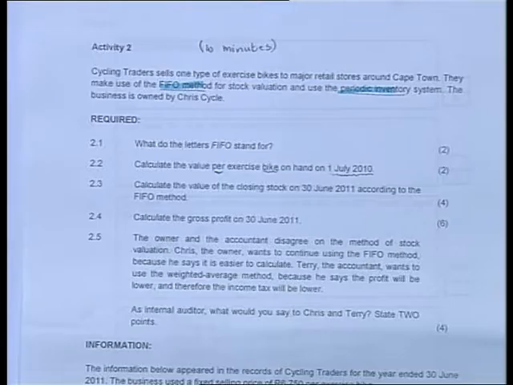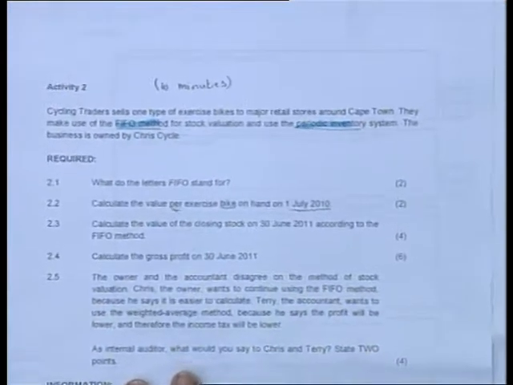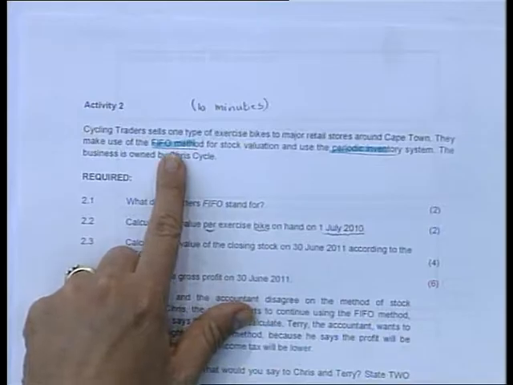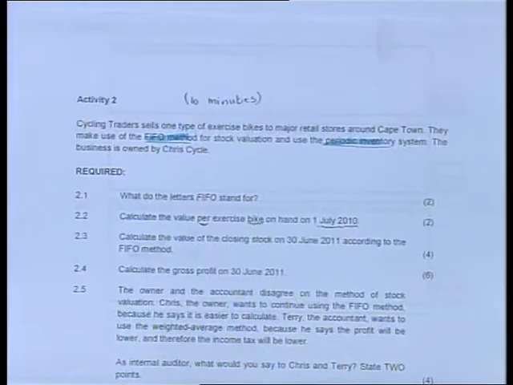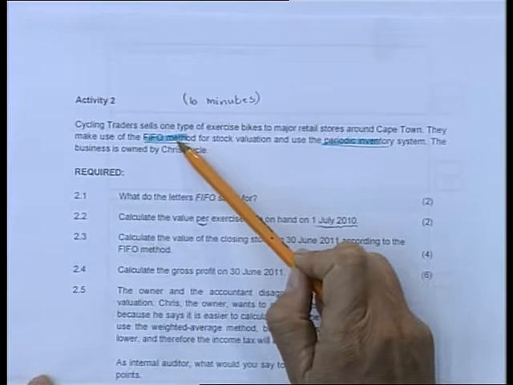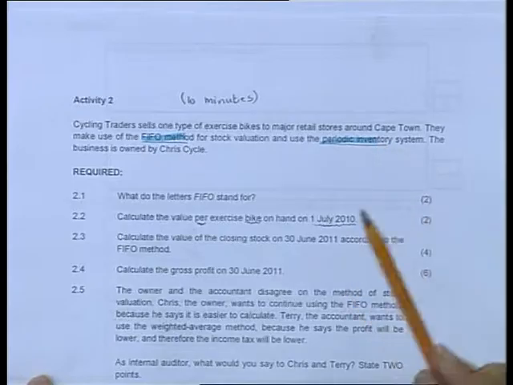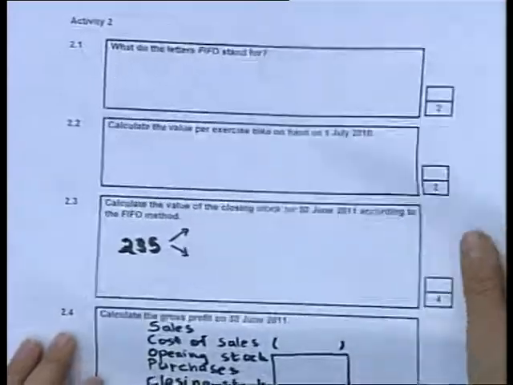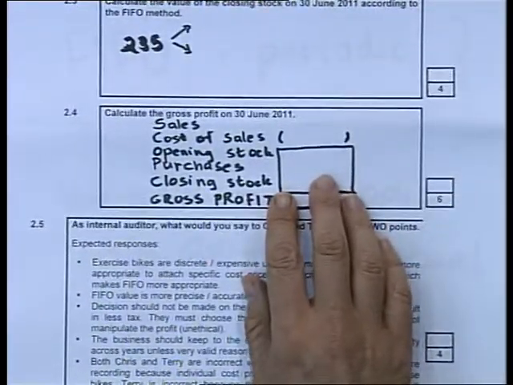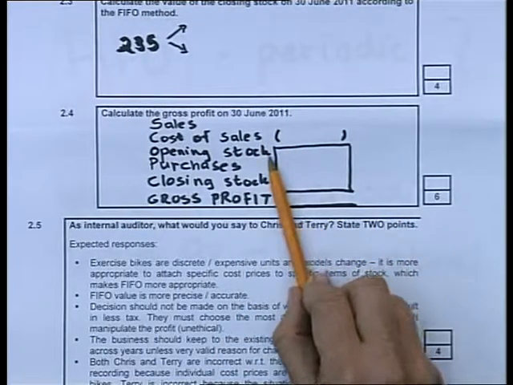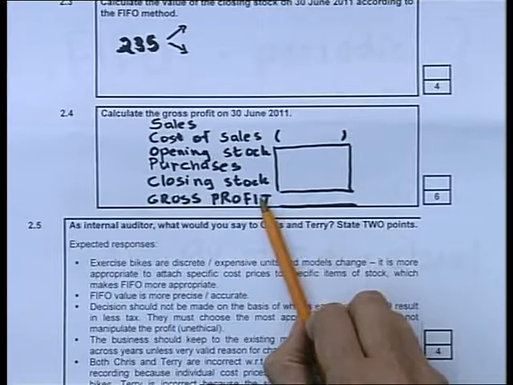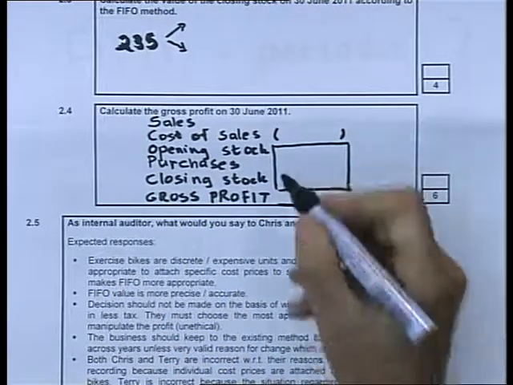Okay, let's quickly look at this question here that you have to do for homework, please. It says the FIFO method using the periodic inventory system. So what's different here? It's still FIFO, but this time periodic. Let me just show you something. When you use the periodic inventory system, you must always do this, where you say, to calculate cost of sales, I'm going to say opening stock plus purchases minus closing stock.